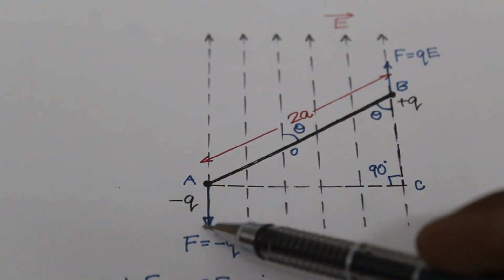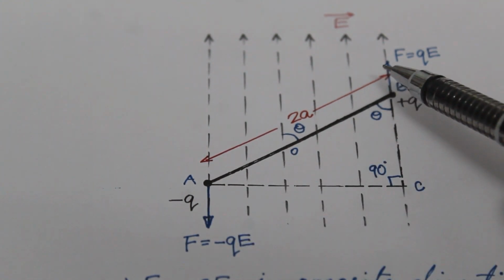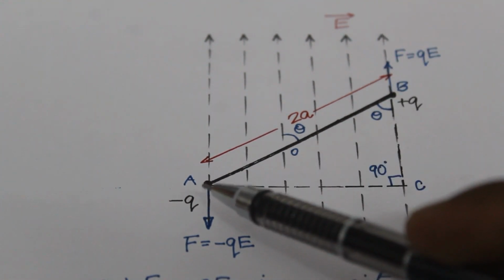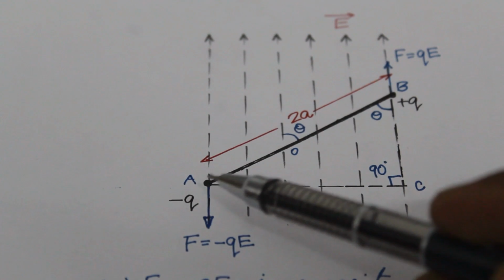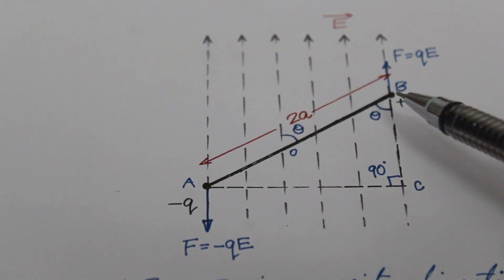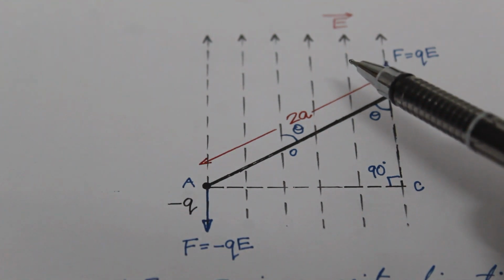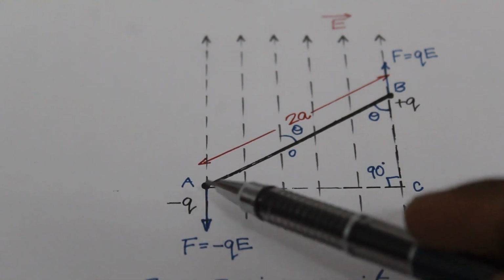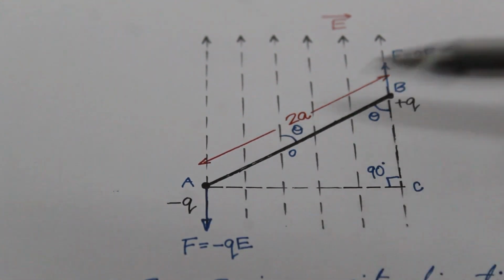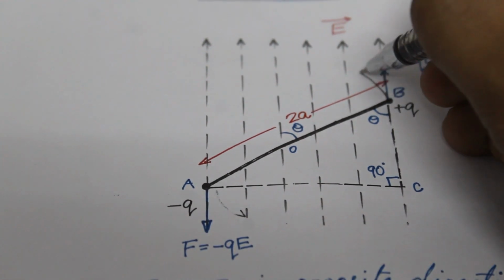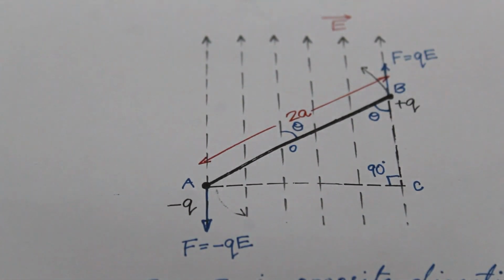Now as you can see, the net force acting on the dipole has to be 0, as two equal and opposite forces are acting. But since they are not acting at the same point, it will create a moment, or you can say a torque, which will try to rotate this dipole. Since two forces are acting at two different points, it will create a torque in this direction which will try to rotate the dipole.